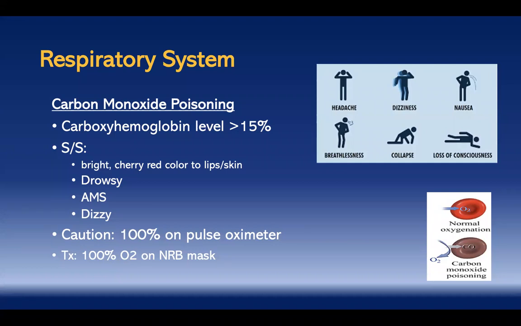carbon monoxide poisoning. Now, signs and symptoms of this would include a bright cherry red color to the lips or the skin. The patient may be drowsy or have altered mental status or dizziness. They may have a headache or have nausea and vomiting or even a loss of consciousness. Treatment for this is 100% O2 on a non-rebreather mask that will help replace the carbon monoxide in those hemoglobin back with oxygen and give the body the oxygen it needs.